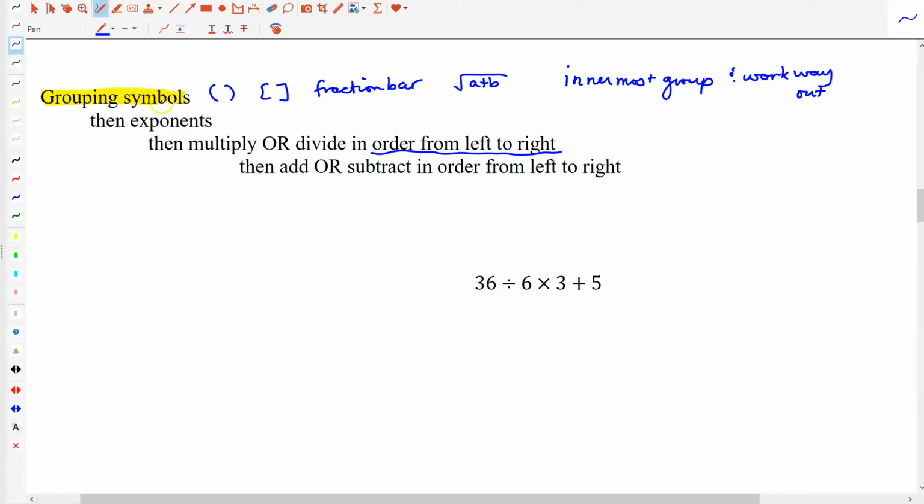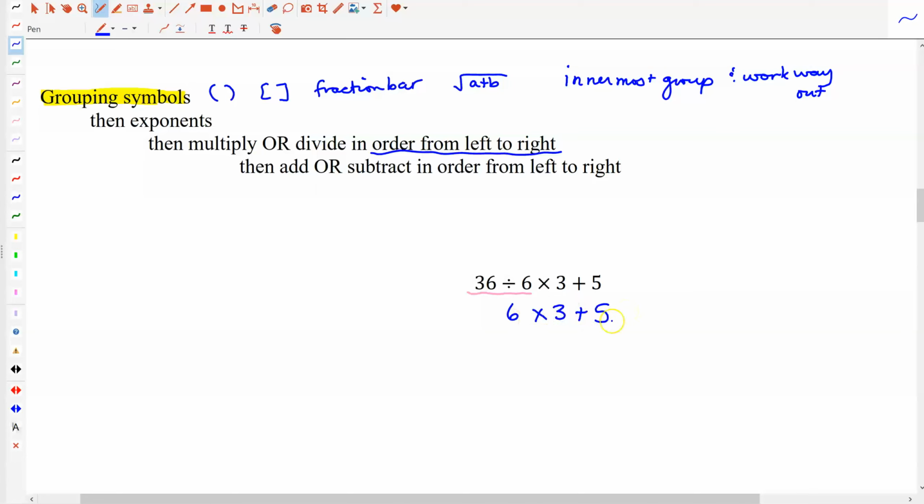First we're going to look at grouping symbols, which we don't have any. Then we'll look at exponents, which we don't have any. So now we're moving into multiplying or dividing in order from left to right. Now remember, it's or dividing. So as I move from left to right, if division occurs before the multiplication, I do the division first. And in this problem, that's exactly what's happening. We're going to do this division first. 36 divided by 6 is 6. And then I'm going to copy down all the pieces that I haven't used yet.